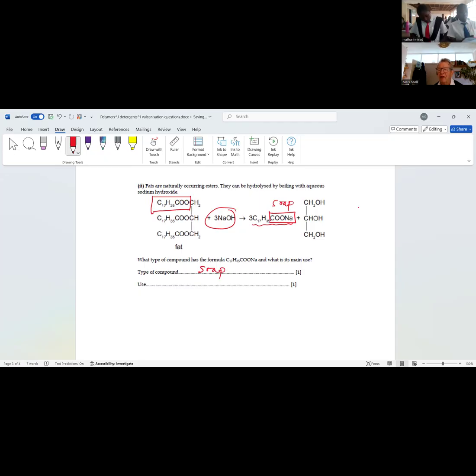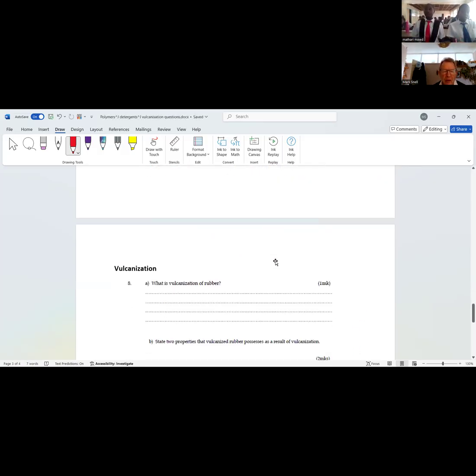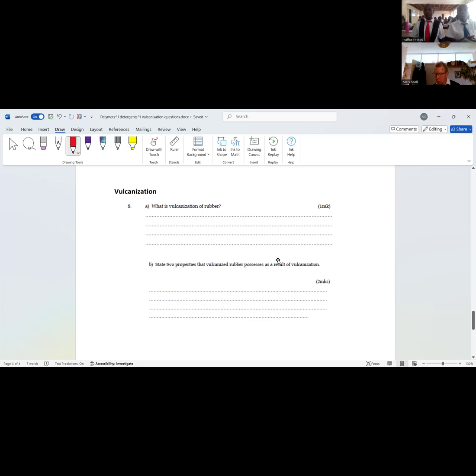If you want to be very specific, you can say sodium salt of a fatty acid. Okay, we call them a fatty acid. And the use is cleansing or cleaning or washing hands or whatever you want to say. Okay. The other question, which I didn't do, is what is vulcanization of rubber?